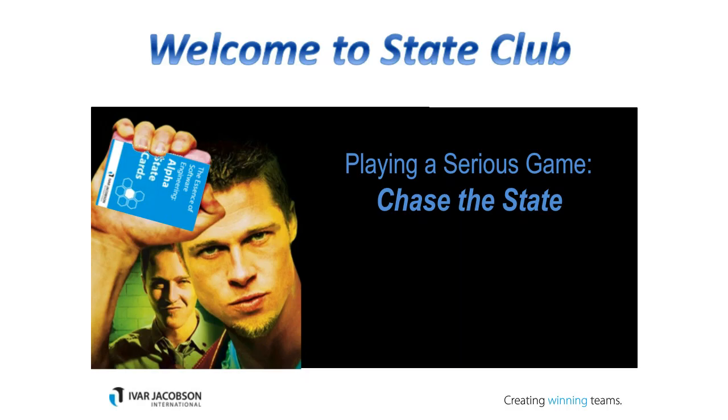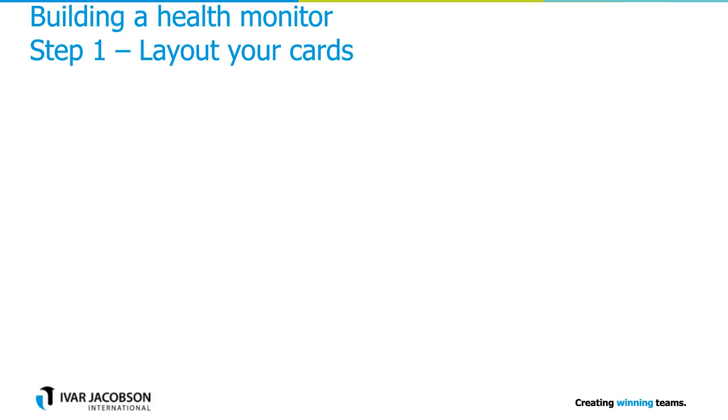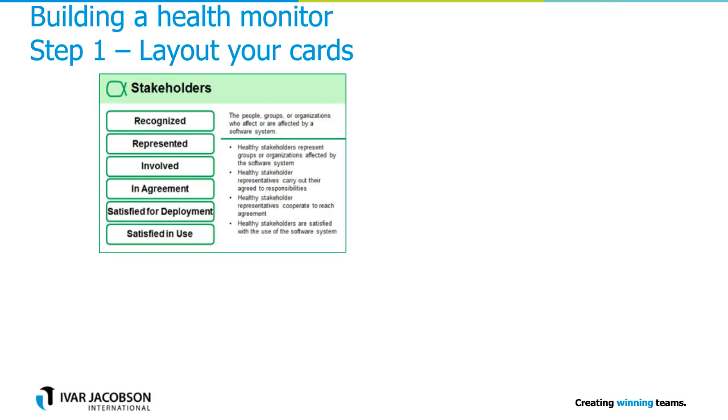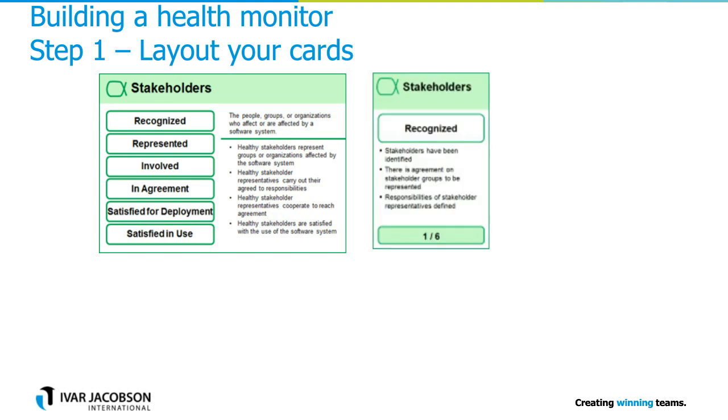Now I'll show you one particular game. We call it Welcome to State Club, adhering to Fight Club. And the game is called Chase the State. We build a health monitor. First, we lay out the cards. So we look at this, an alpha, stakeholder, with its states. And this is one of the seven alphas. The card has a little bit of description on it. We have the alpha cards.